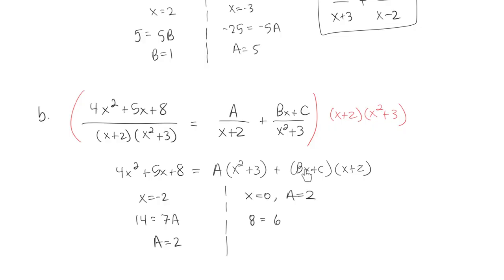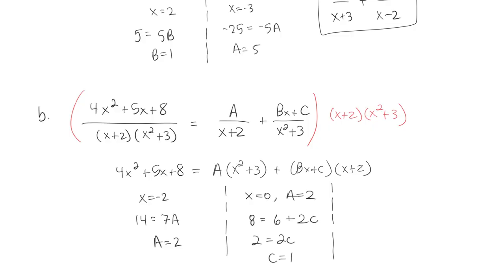X is 0. So 0 times b is 0. 0 plus c is c. So this is c times x plus 2, which is 2, so this is c times 2, which is 2c. So then if we subtract 6 on both sides, we get 2 is equal to 2c. So c is equal to 1. We're almost there. Now we just need to find the value for b.